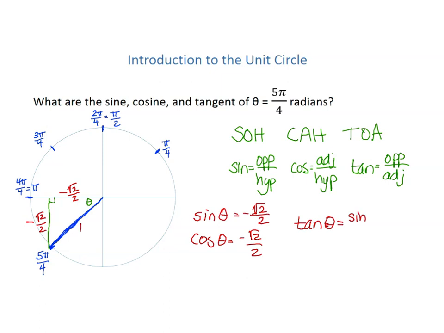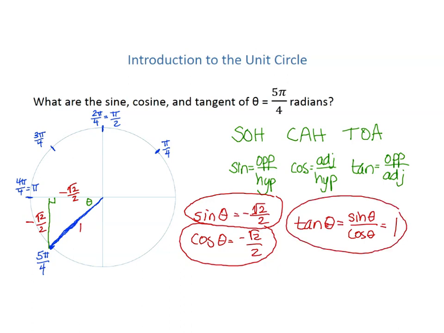I'm going to write it like that. Sine theta over cosine theta. And that means I'm putting this number over itself. Any number over itself is 1. So here is the sine of 5 pi over 4. Here's the cosine of 5 pi over 4. Here's the tangent of 5 pi over 4.